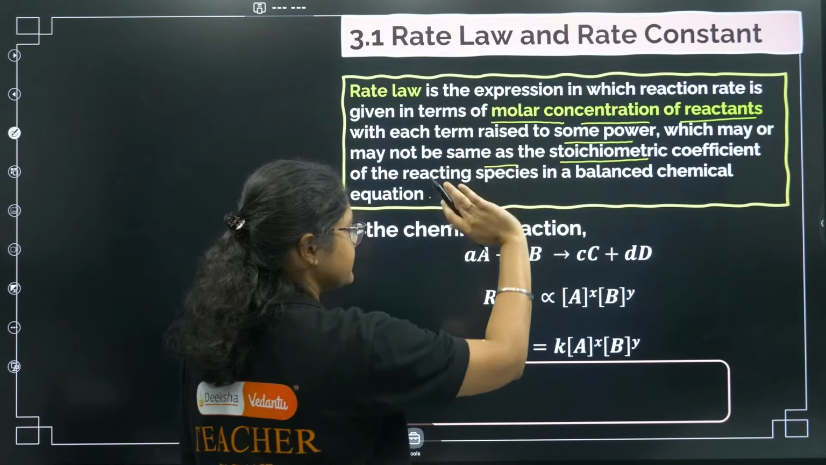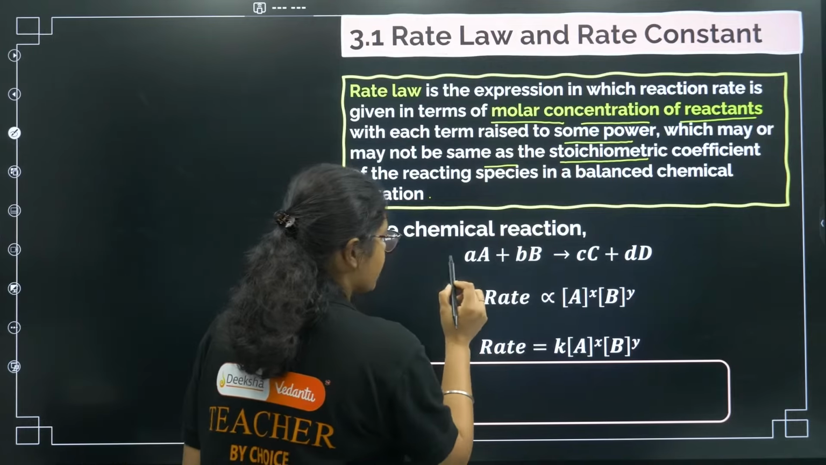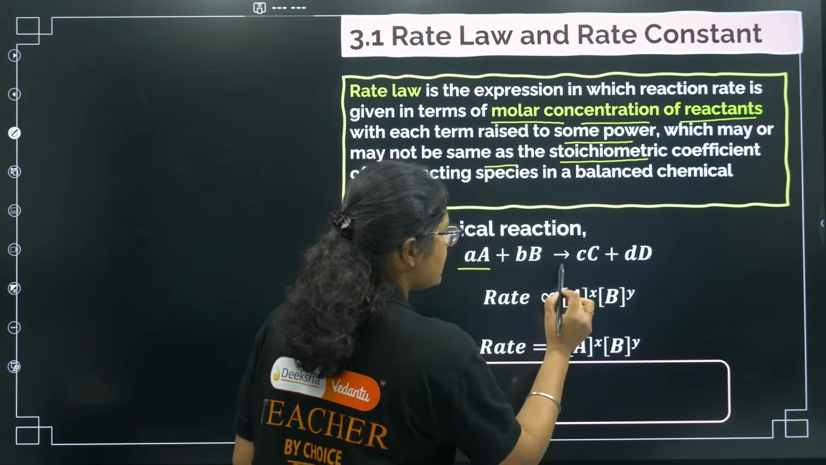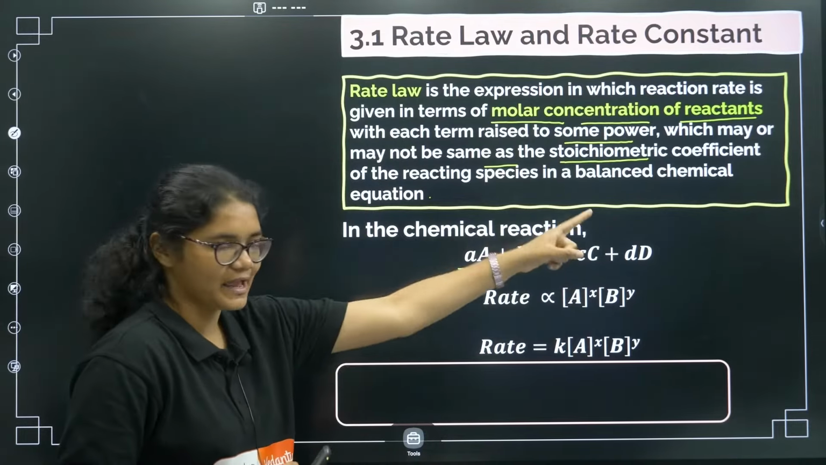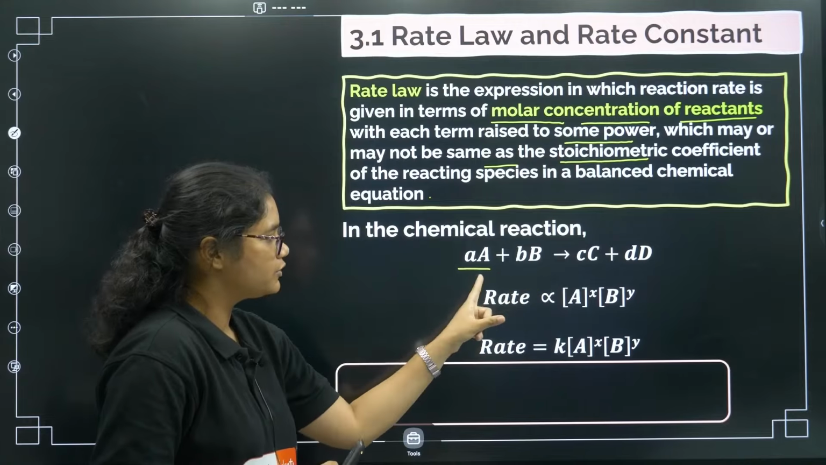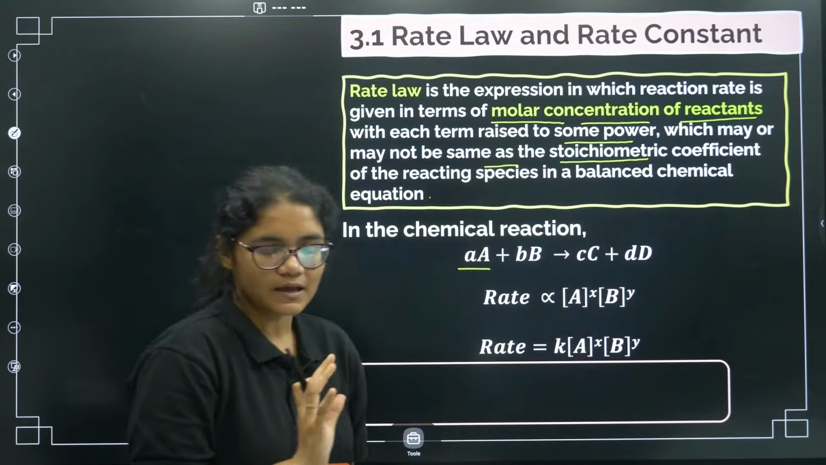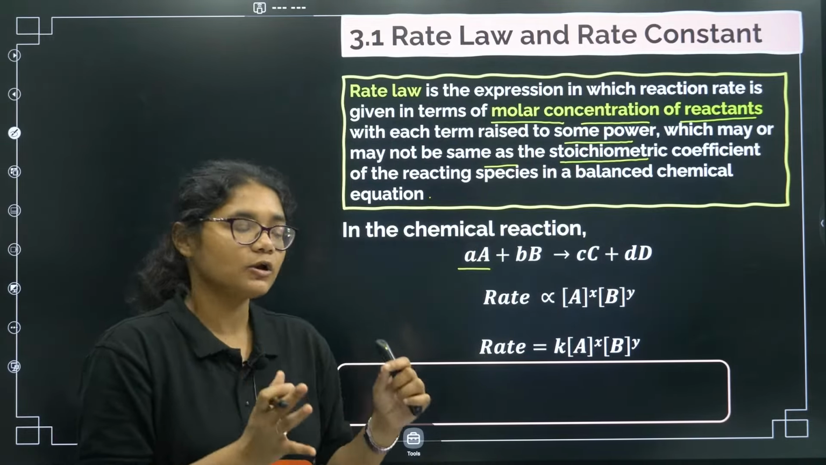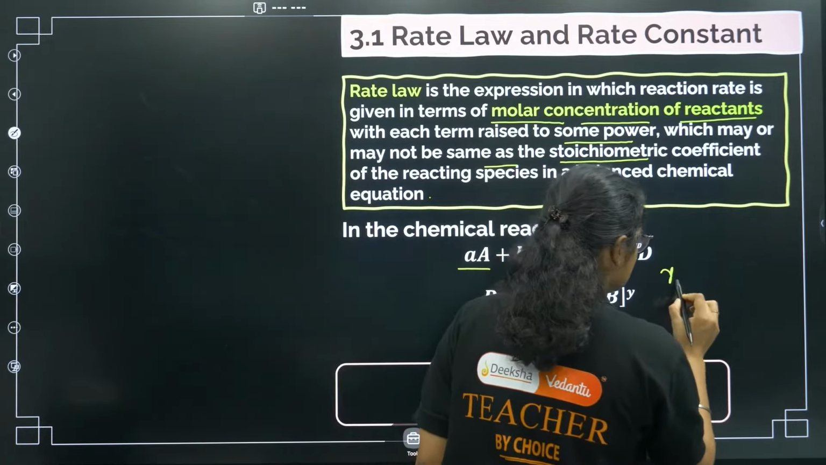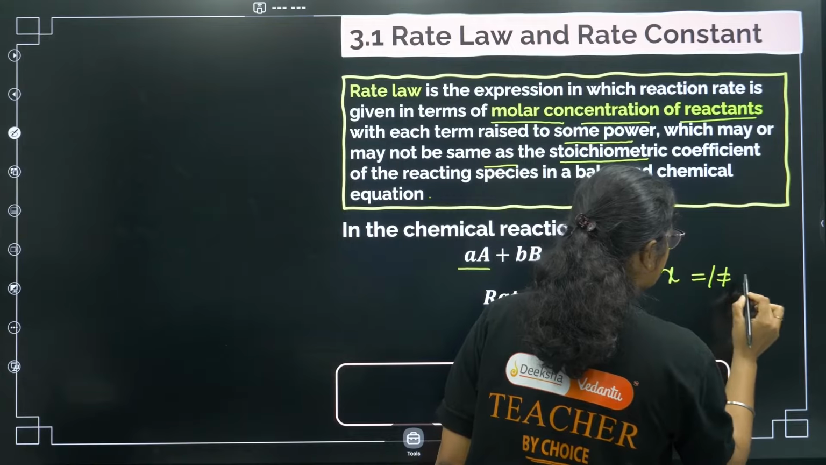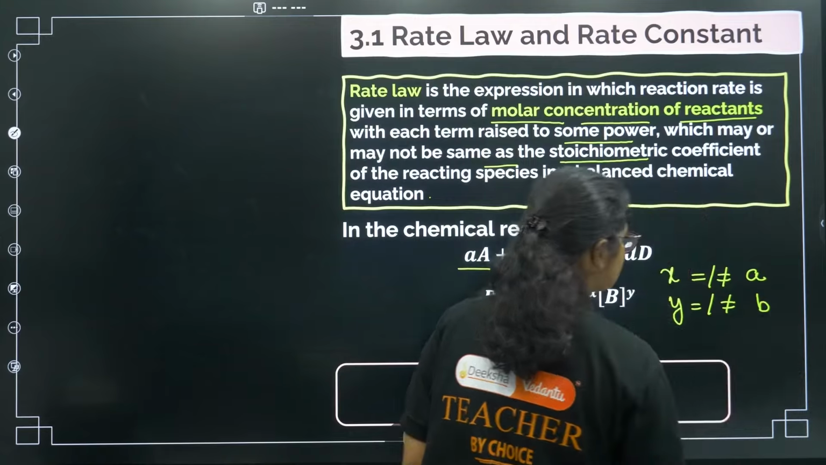We'll leave this definition, nowhere is the definition going to be asked. We'll see this example. So this is a reaction, aA plus bB gives cC plus dD. This rate law tells that the rate of this reaction will be proportional to the concentration of the reactants raised to some power x and y. This x and y may or may not be equal to a and b, which are their stoichiometric coefficients. So x may or may not be equal to a and y may or may not be equal to b.